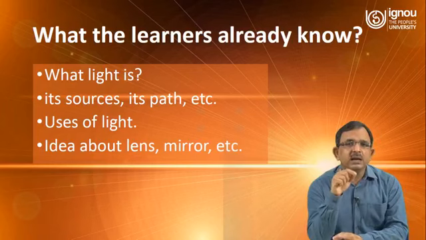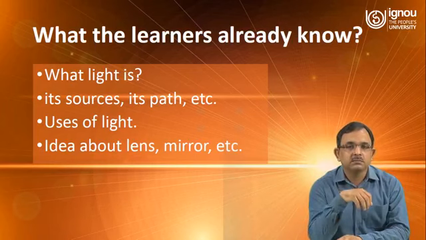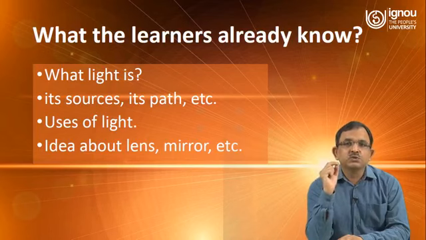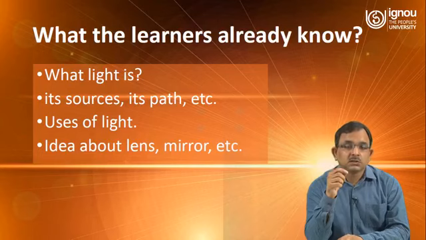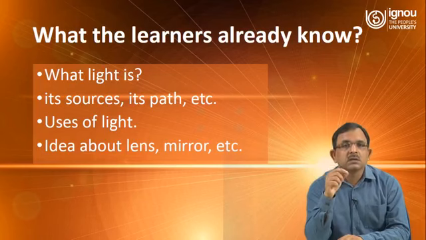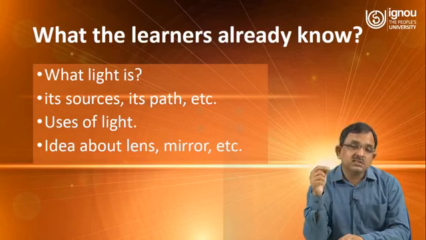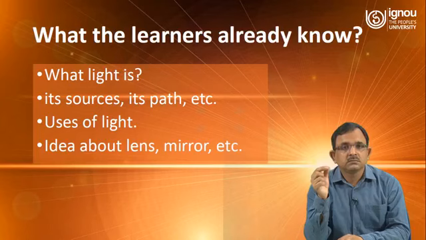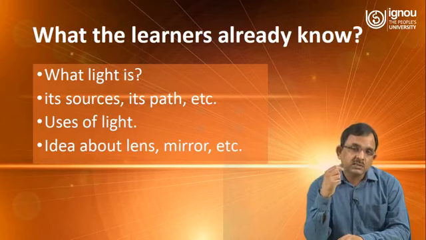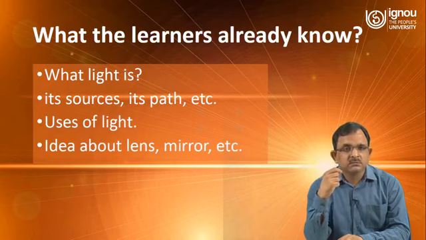Actually, when we enter our class at the secondary level, light is not something which our students don't know. They know many things about light. They know the sources of light. They know that light travels in a straight path. They know what the natural sources of light are, what the man-made sources of light are. They also know various uses of light, whether it is the use of a camera, electricity, or sunlight.